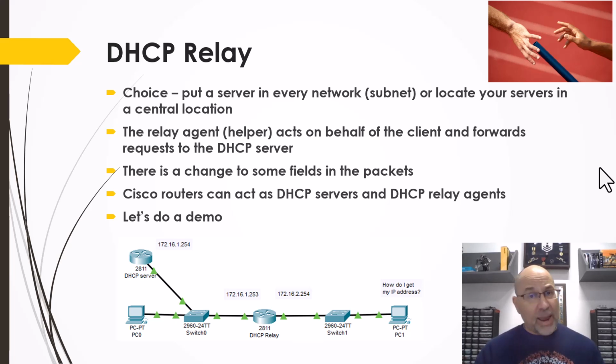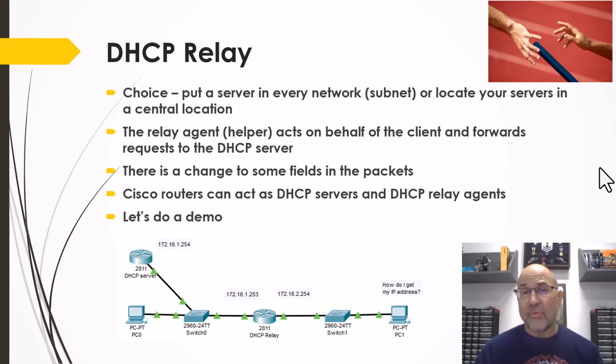Now Windows can act as a DHCP relay agent. Linux can act as a DHCP relay agent, but it's very common to turn your routers into a DHCP relay agent using, in this case, the ip helper-address command. Now I will also say that routers can also act as DHCP servers, but we don't usually like to do that. I'm going to do that in the demo today because I don't have a server built into Packet Tracer. So I'm going to show you how to build that. We'll do that as part of our demo, but it's very, very common to have routers act as helpers.